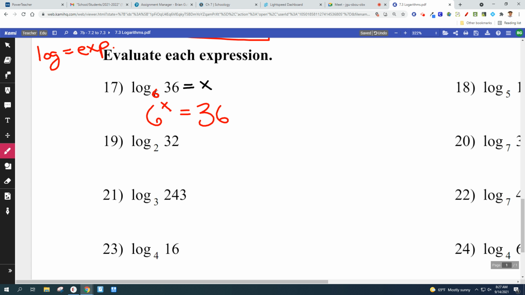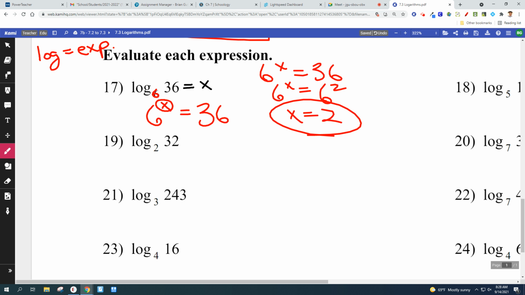Nope. 6 to the what power? Second. This has to be a 2 right there, in order to make 36. 6 to the 2nd power equals 36. If we were doing what we did in the last lesson, we'd say, well, 36 is the same thing as 6 squared. So 6 to the x equals 6 squared. x must equal 2. That's my answer. Evaluate. Log base 6 of 36 is 2. It's just the exponent.